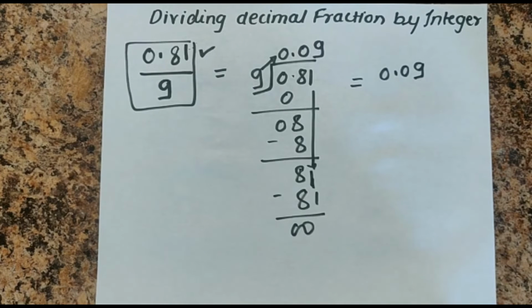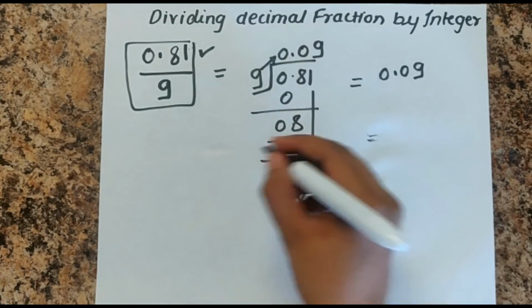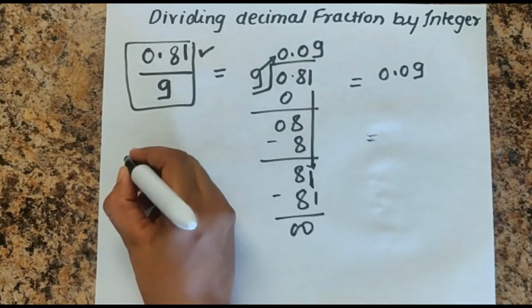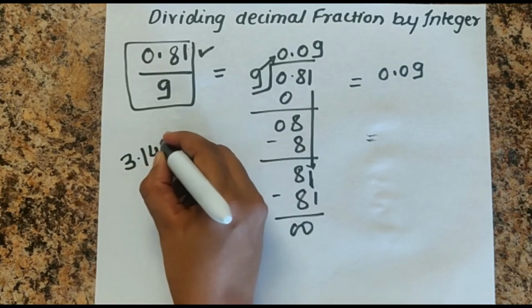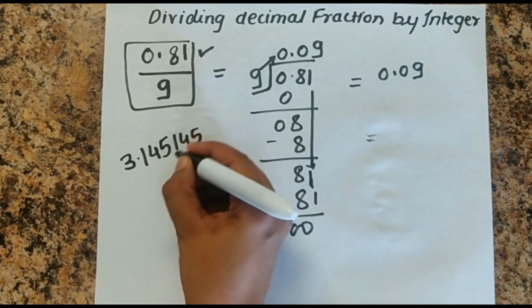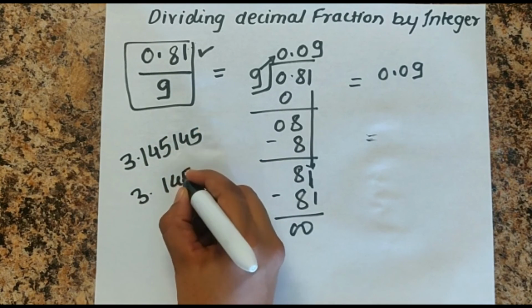In case after division, if you get something in the recurring form, you can always write it by. For an example, if it becomes 3.145145, you can write it down as 3.145 recurring.